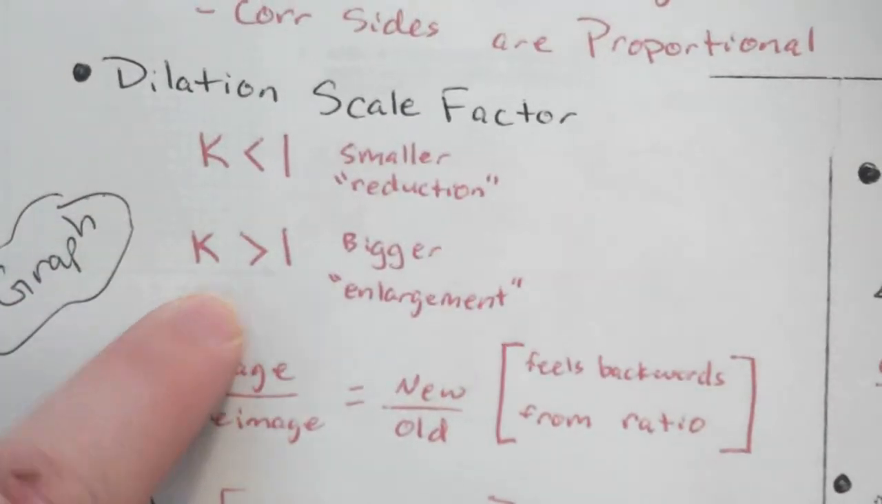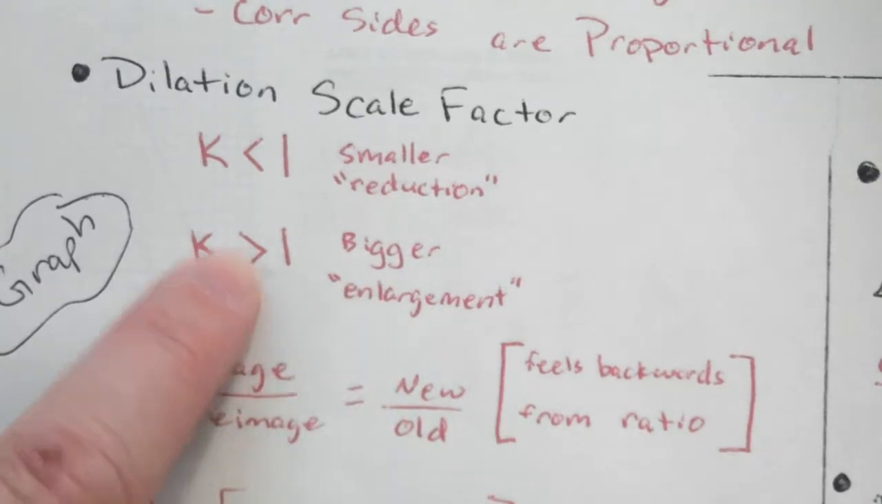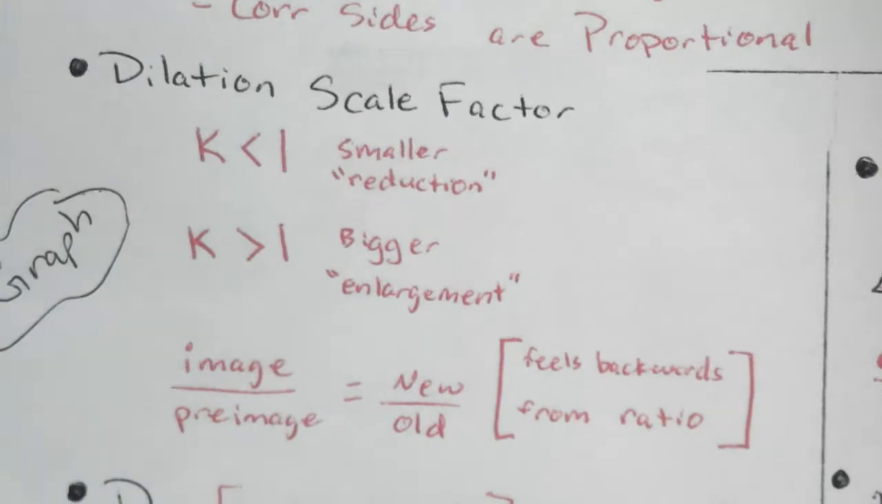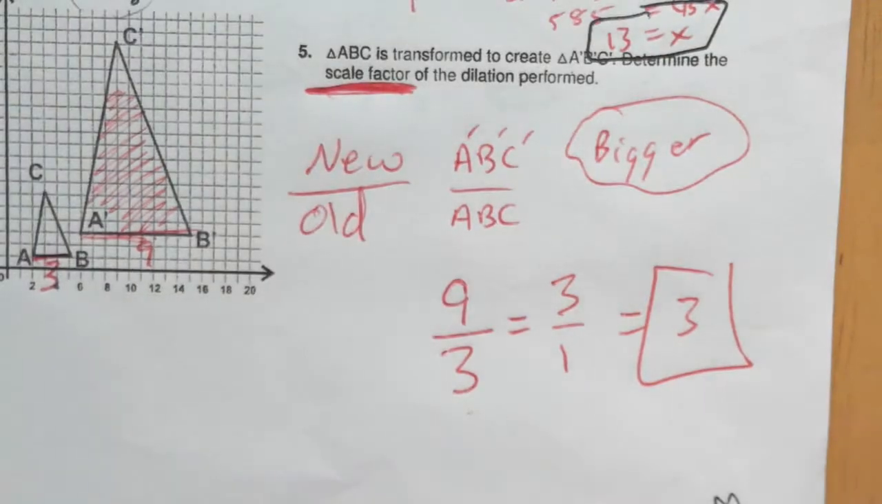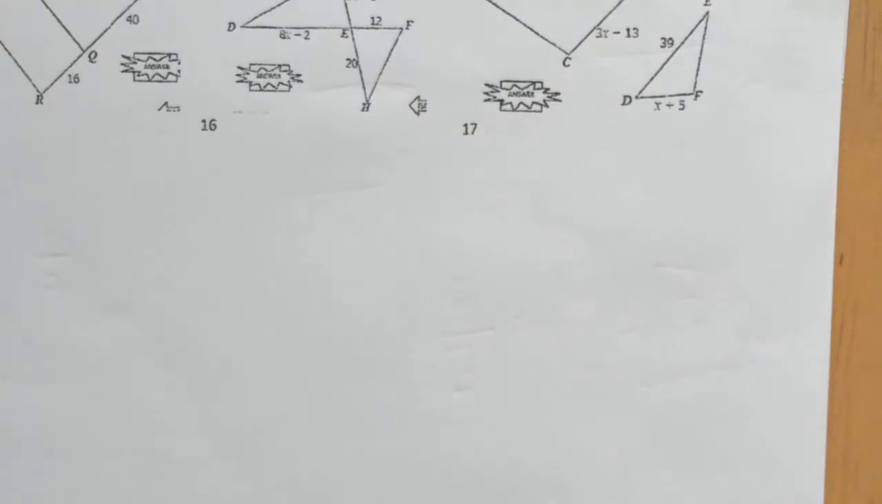And bigger. So notice that if the scale factor K is bigger than 1, if it's greater than 1, it got bigger. If it's smaller than 1, it got smaller. Who knew? All right, so that's how you do that one. Okay, so that was page 3. So you guys are in charge of page 4 and 5.